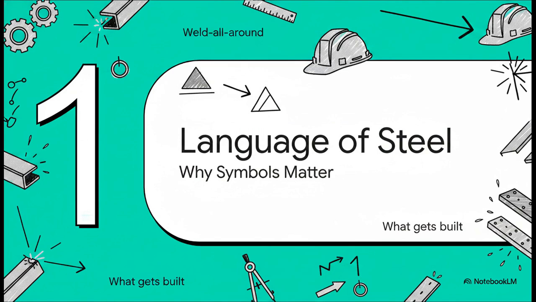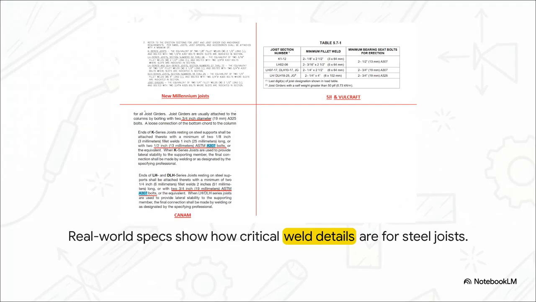Because getting a handle on these symbols isn't just for kicks. It's absolutely critical for safety, for efficiency, and for making sure the thing the engineer designed is the thing that actually gets built. And this isn't just some textbook theory. Take a look at this. These are real-world specs from a manufacturer calling out the exact fillet weld sizes required. This is where the language hits the steel, literally.